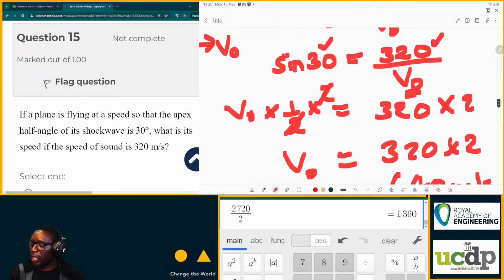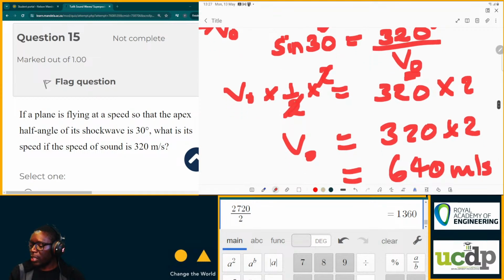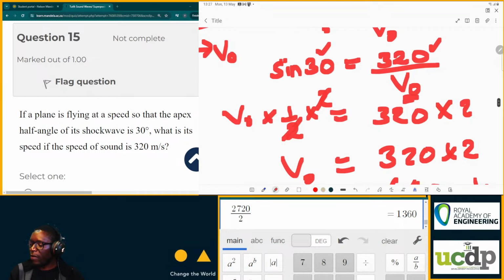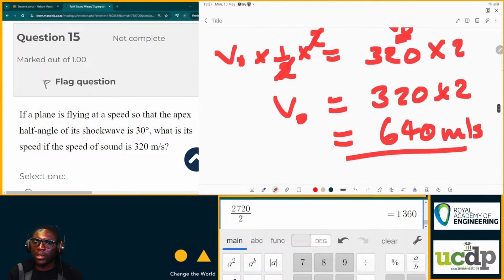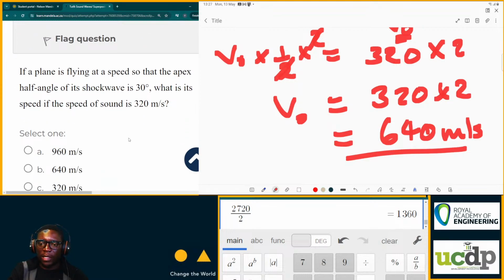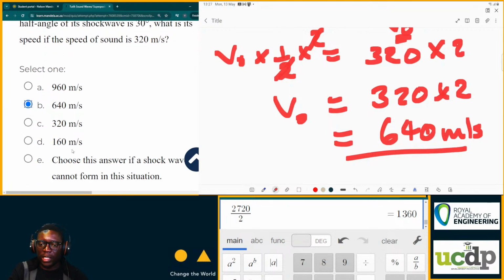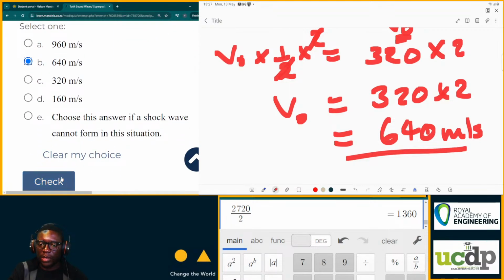Hence, we did the multiplication. The working there is sine 30 is half, and half is equal to 320 over V naught. So that means V naught becomes 640. It is twice the speed of sound. So that's it with this part of the question. We have 640. The last part should be question 16.